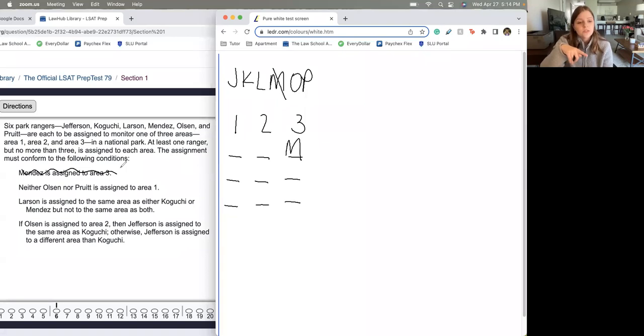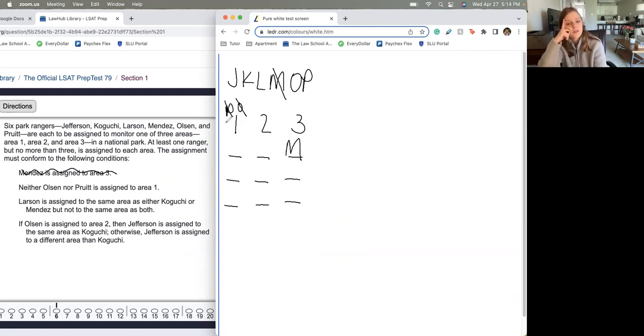My next rule says neither O nor P is assigned to area 1. So I'm just going to put above number 1, can't have O, can't have P.